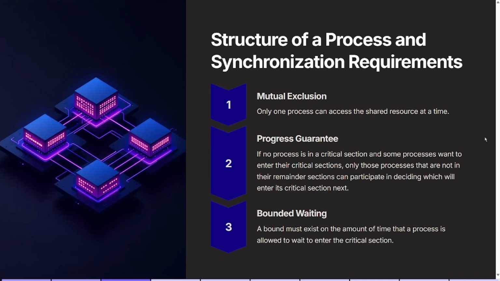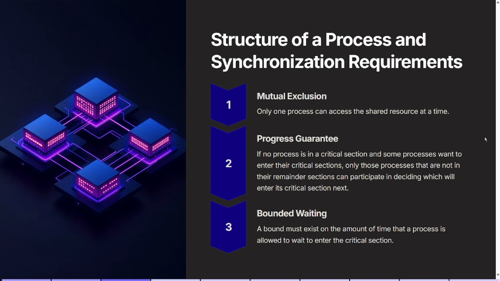Next, I'll be talking about the structure of a process and synchronization requirements. With mutual exclusion, only one process can access the shared resource at a time. Progress guarantee. If no process is in its critical section and some processes want to enter their critical section, only those processes that are not in their remainder section can participate in deciding which will enter its critical section next.